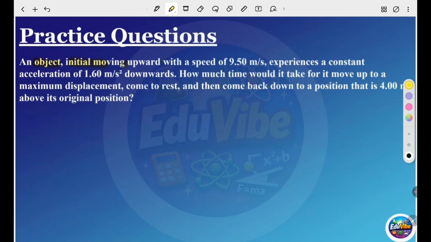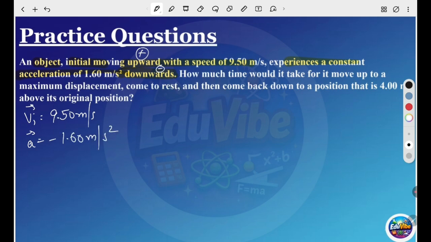An object initially moving upward with the speed of 9.50 meter per second then experiences a constant acceleration. So they mentioned directly that we have the constant acceleration, which is downwards. If we take upwards as positive, we take downwards as negative. So our acceleration is equal to negative 1.6 times 10 raised to power meter per second square. Then how much time? Again we calculate the time.